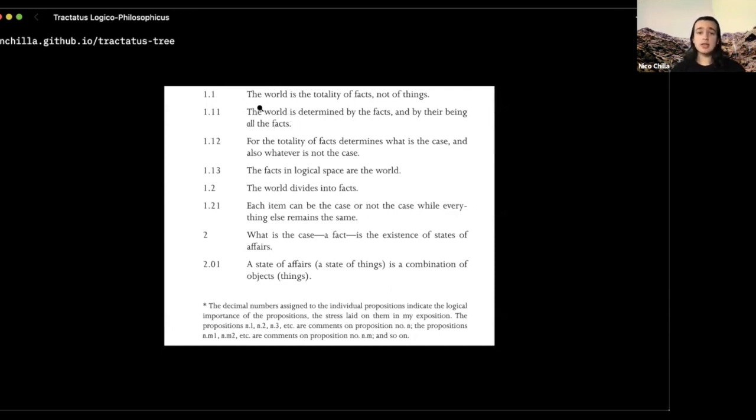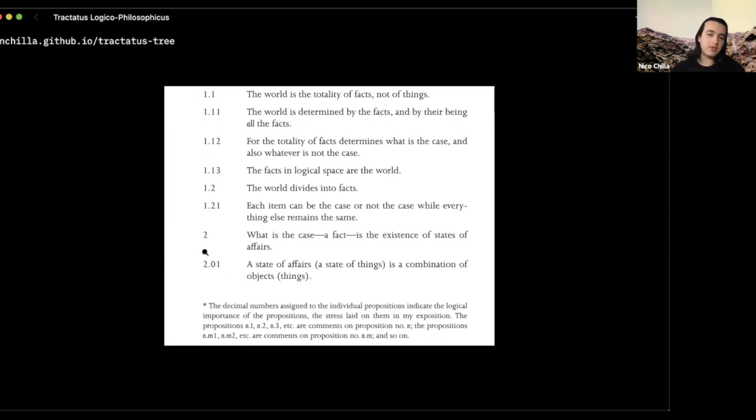So it has these numbered sections, which are called propositions, and the propositions will comment on one another. So for example, 1.11 is a comment on 1.1. And so it's this layered hierarchy that goes two layers deep here, but throughout the full text, it gets up to 6 layers deep. So it's very intricate. And the problem is that I was reading this text in my philosophy class, and there was no differentiation of this hierarchy. So you can see it's just this flat numbering system.